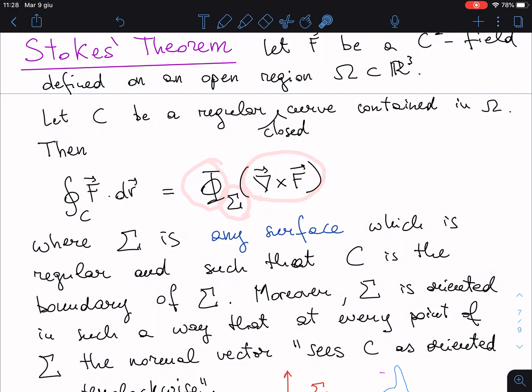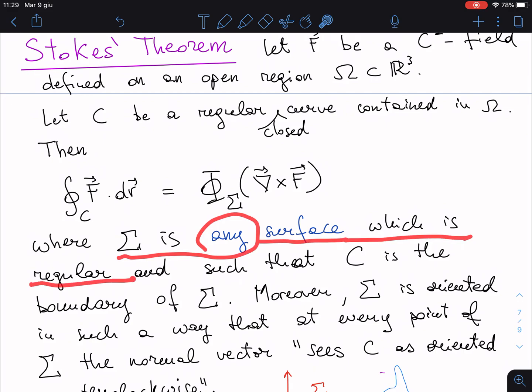on a surface sigma. But what is the surface sigma? If the curve is planar, then you can define the surface sigma as the surface internal to the curve, on the plane of the curve. But here we are in space, the curve is not planar, so what is sigma? And here is the striking answer. Sigma is any surface, an arbitrary surface, which is regular, and such that C is the boundary of sigma. You can choose it at your will, your favorite surface.